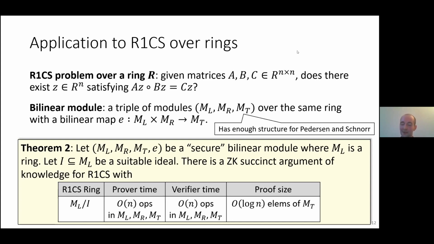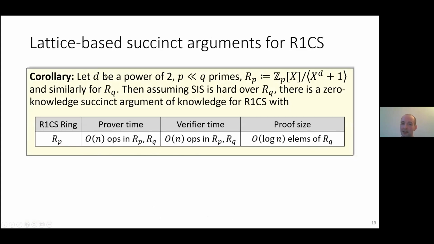So one of the nice things about having this very general setup with these bilinear modules is that if we just instantiate these bilinear modules somehow, then we can recover R1CS arguments for all different applications. So there are many in our paper, but one of the new ones that we came up with is a lattice-based succinct argument for R1CS defined over the rings that people use in lattice cryptography. So this would give you some kind of plausibly post-quantum secure succinct argument.